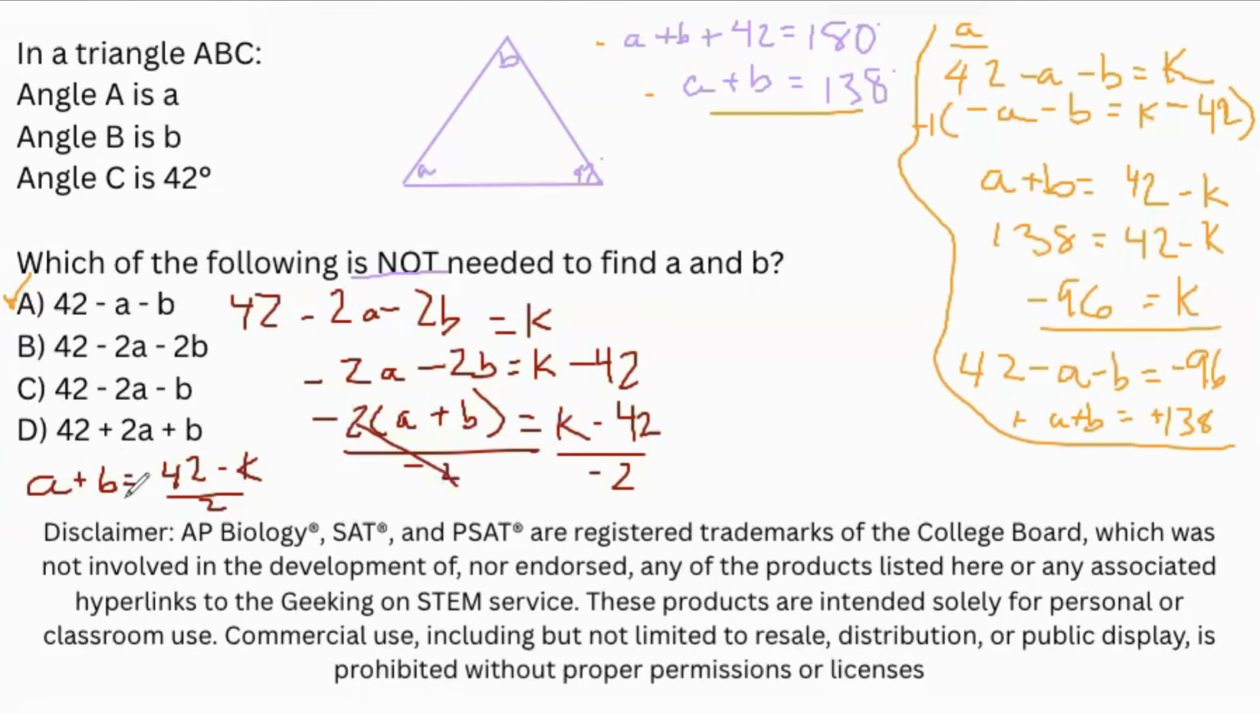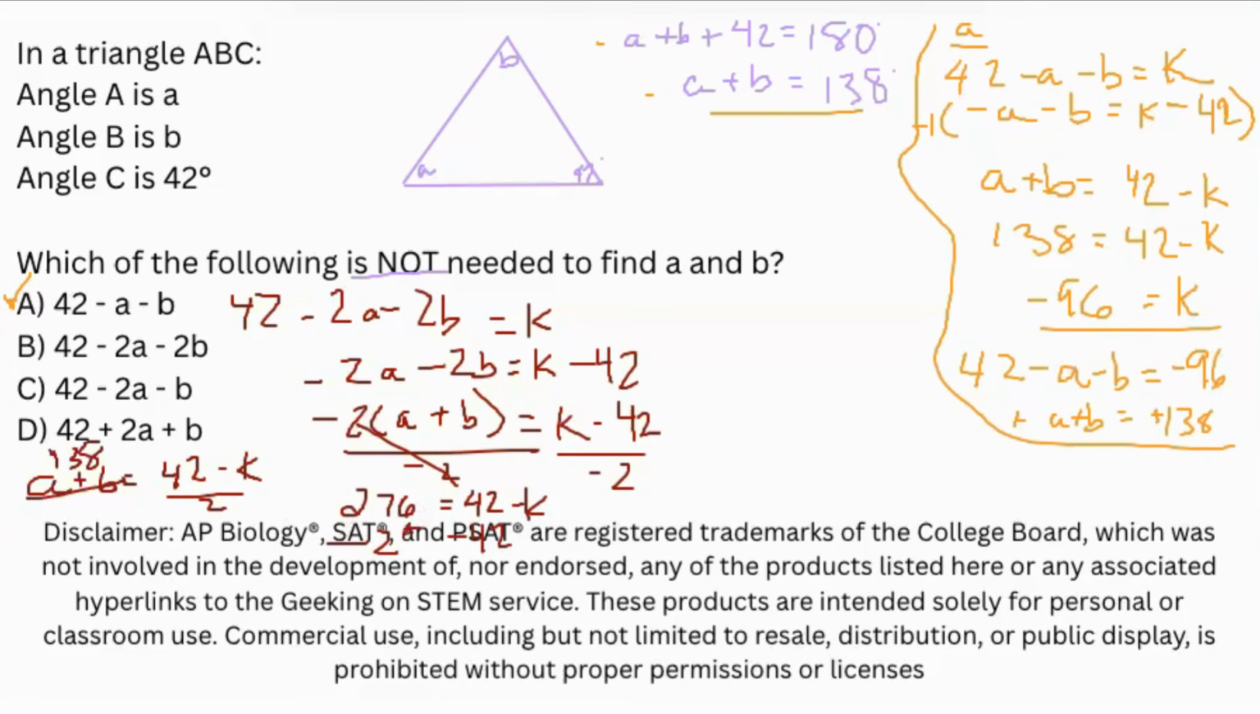Now I know the value of A plus B is equivalent to 138. And how I know that is I'm getting it from up here. So I'm just replacing it. I'm going to cross multiply. When I do that, I get 138 times 2. If you plug that into Desmos, that's going to be 276 equals 42 minus K. Now I'm going to bring 42 over to both sides.